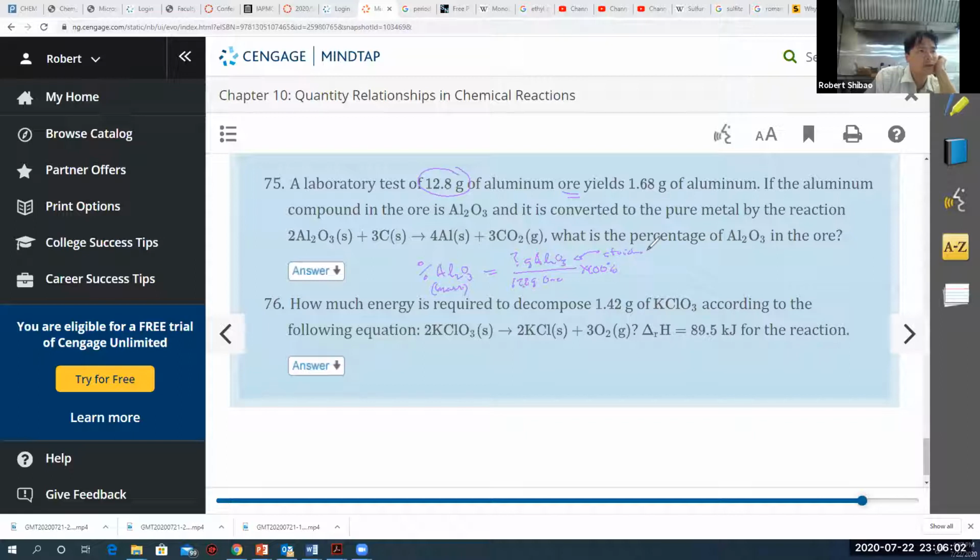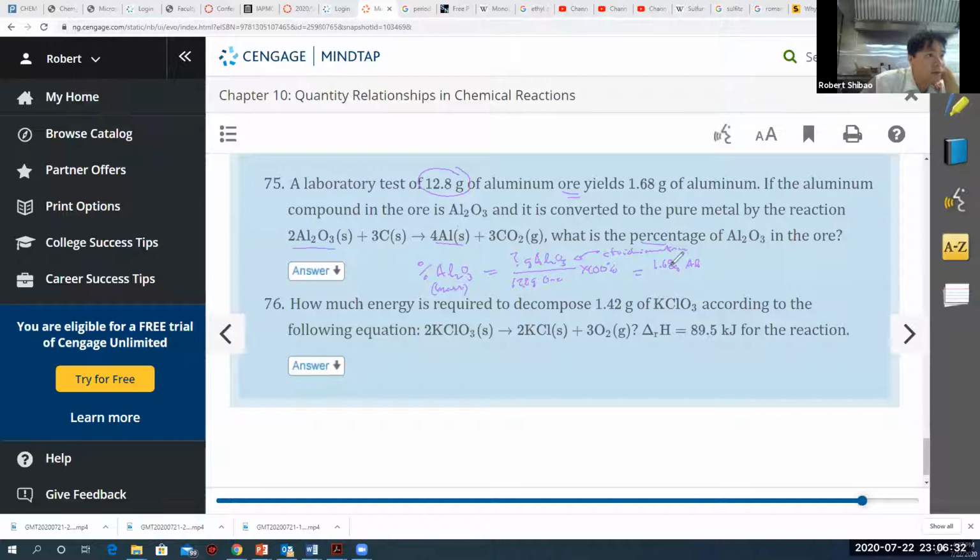So this is a mix of algebra, because the algebraic equation for percentage is parts per 100. Well, this is parts per 12.8 parts. To normalize it to 100, we multiply by 100%. Now the stoichiometry part, we just use our standard stoichiometry. What are we given here? We're given 1.68 grams of aluminum. So if we have 1.68 grams of aluminum, we could figure out how many grams of aluminum oxide we had.